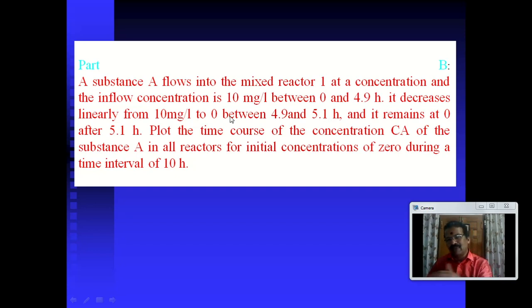When it is plotted in a graph, we can say that initially at 0 time the concentration is 10 milligram per liter. When the time reaches 5.1, the concentration slowly decreases to 0, and it remains 0 after 5.1 hours, because it is a continuous flow system. When it is switched off, even then the substrate will enter slowly at a residual concentration, a continuously declining concentration profile, into the tank. And we can plot the time course of the concentration Ca of the substrate A in all reactors for initial concentration of 0 during a time interval of 10 hours.